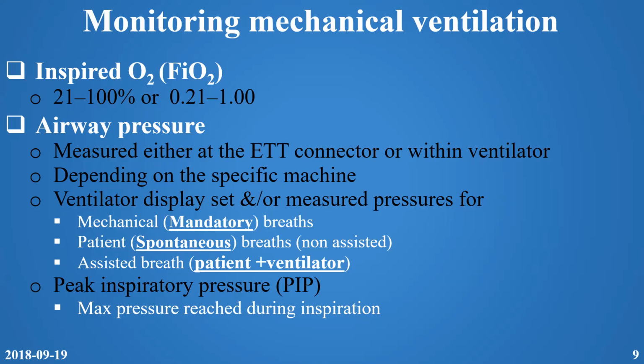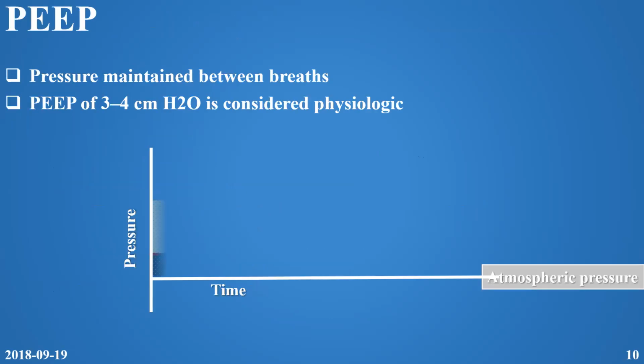Phase variable is the variable of time that tells the machine when to give in, when to stop, when to give out, when to pause. Clear? Based on the phase variable, we have three types of breath: mandatory, spontaneous, and assisted.